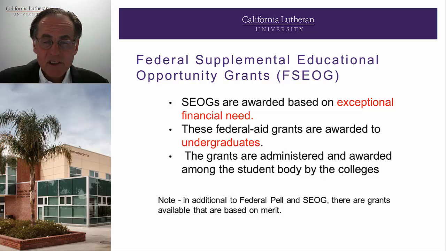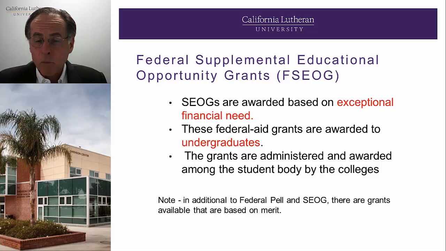The Federal Supplemental Educational Opportunity Grant is another federal grant. This grant is awarded only to undergraduate students with exceptional need. The college receives grant money from the government, administers the program, and awards the grant on a needs-based basis among its student body. The maximum FSEOG grant is currently about $4,000 per year.